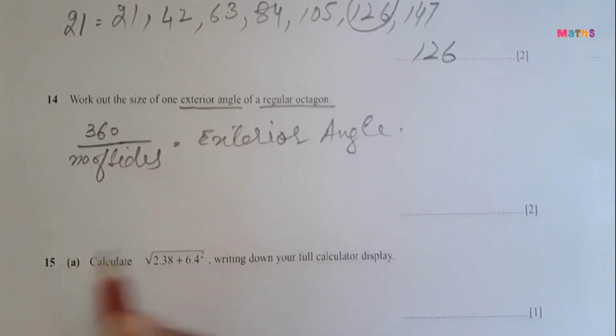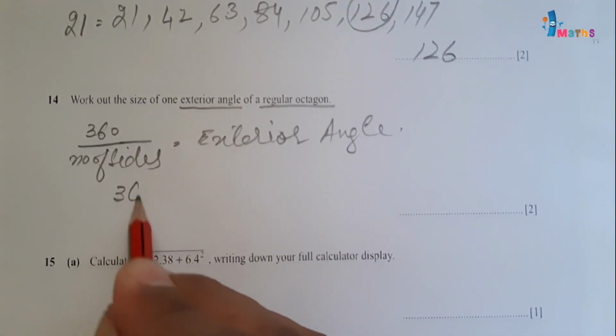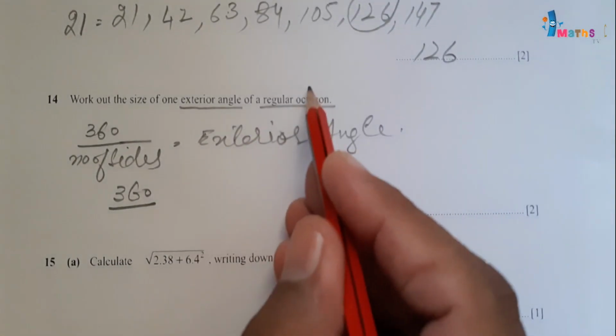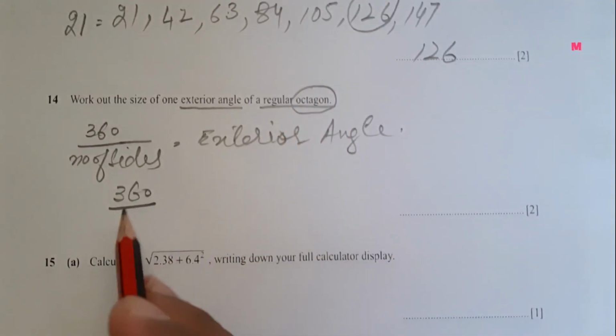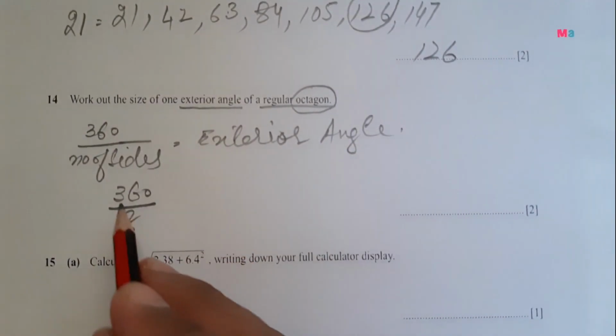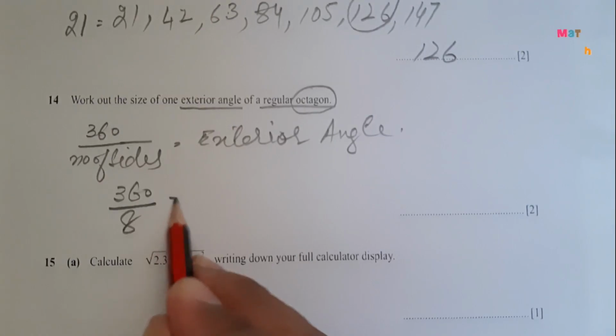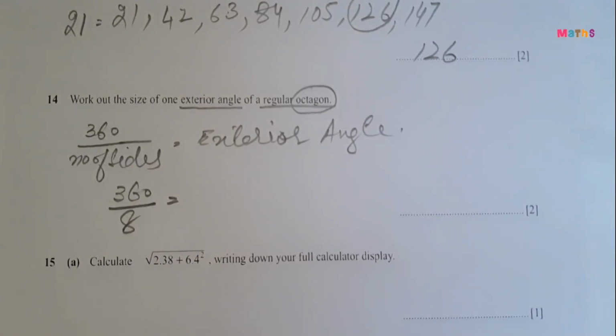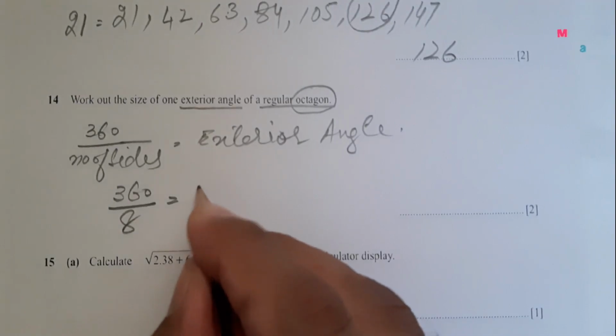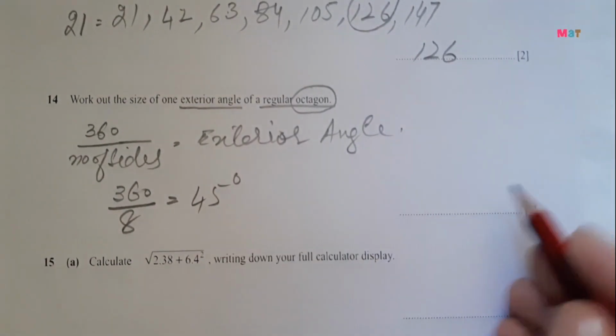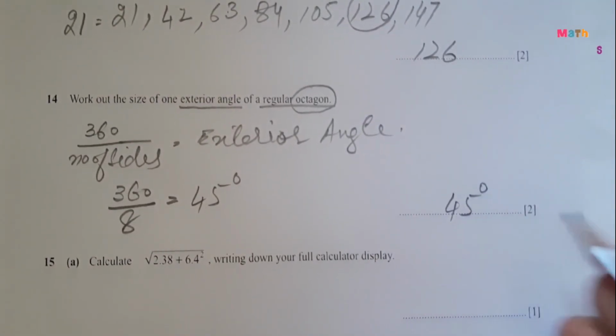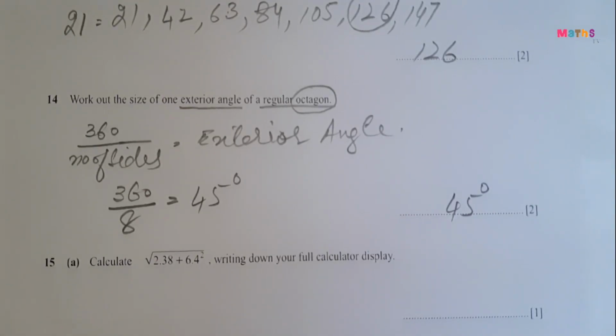So we will replace: 360 divided by the number of sides, which is 8 because it is an octagon. So the exterior angle will be equal to 360 divided by 8, which is equal to 45 degrees. So the exterior angle will be equal to 45 degrees.